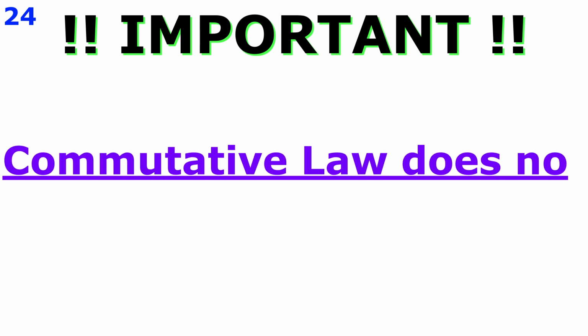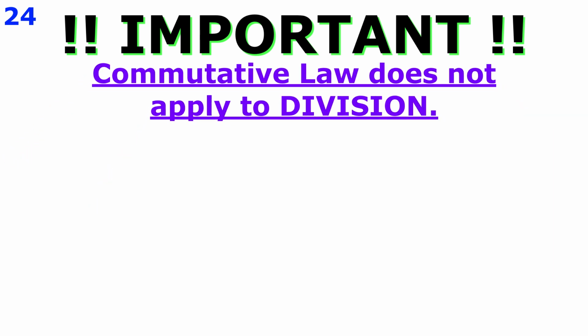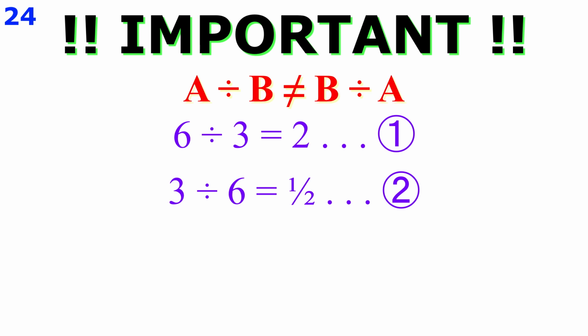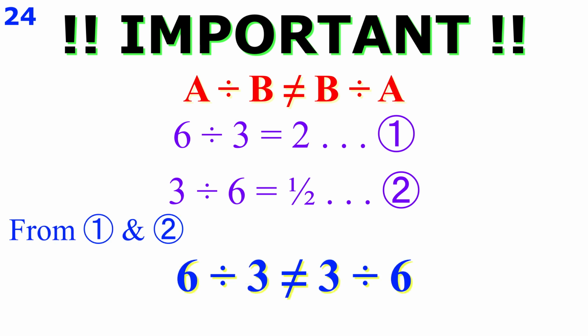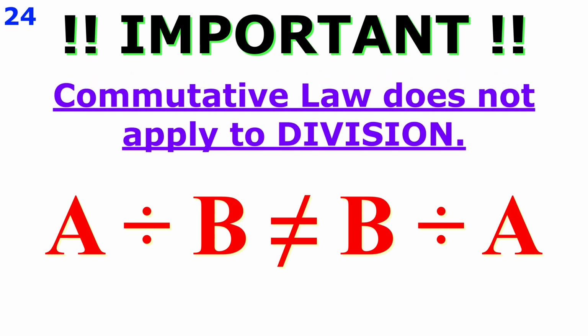My dear little friend, commutative property for division is given as a divided by b not equal to b divided by a. For example, 6 divided by 3 not equal to 3 divided by 6. 2 not equal to half, 1 by 2. You will find that expression on both sides are not equal. So division is not commutative for the given numbers.